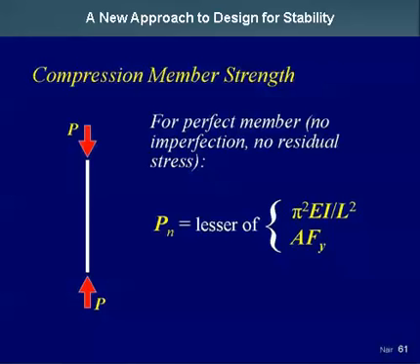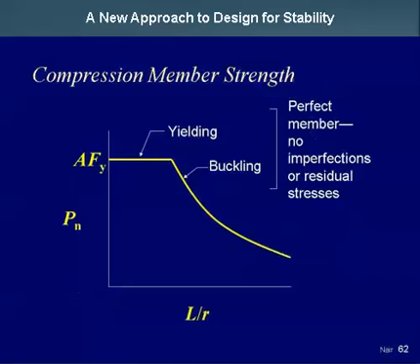Again, for this perfect member, the strength of the member would be the lesser of pi squared EI over L squared, or area times yield. And graphically, that would look like this. That upper line is the yield-controlled strength, and then that parabolic curve is the buckling controlled strength. This is what it would look like for a perfect member, with no imperfections, no residual stresses.